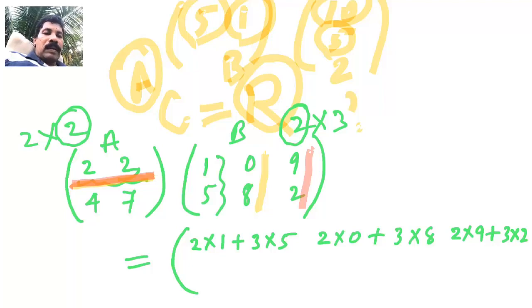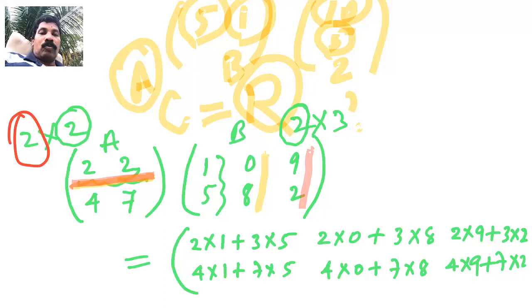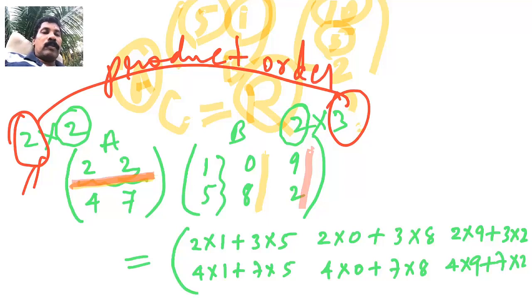In the same way, we continue: 4 into 1 plus 7 into 5, 4 into 0 plus 7 into 8, 4 into 9 plus 7 into 2. That's all. So this way we can multiply, and you can see what the order of the product is. The order of the product will be 2 by 3. You can see the first, 2 by 2 order, and then this and this combine to give 2 by 3 order. So the product order will be 2 by 3.